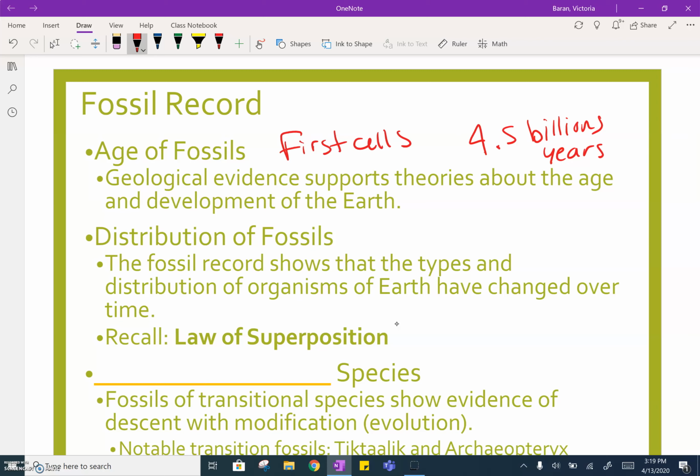Also, we have looked at the distribution of fossils, and it shows that in different layers of those rocks, if you see a fossil of an organism, you can actually look at how has it changed over time. Again, the oldest layers being at the bottom and the newer layers being at the top. Again, recall the law of superposition. Usually organisms in the same layer tend to be more similar to each other than those in different layers. And also it can show, again, the progression of a species and how it changes over time.